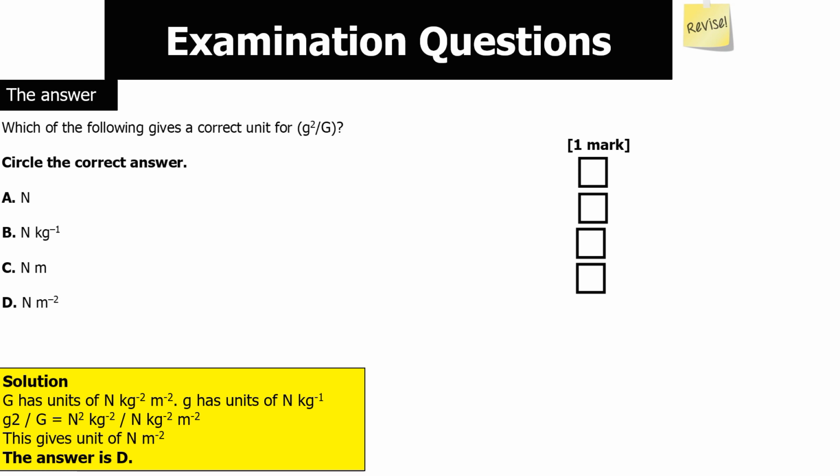So therefore, we can pop that in and we can say G squared over G is N squared kg to the minus 2 over N kg to the minus 2 m to the minus 2. The kgs cancel through. We then have N squared over N m to the minus 2, so one of the Ns cancels through, so it's therefore N m to the minus 2, so our answer is therefore D.